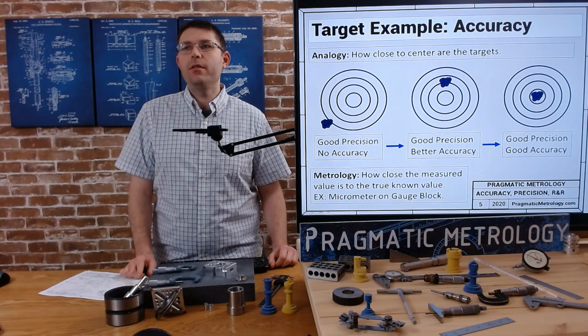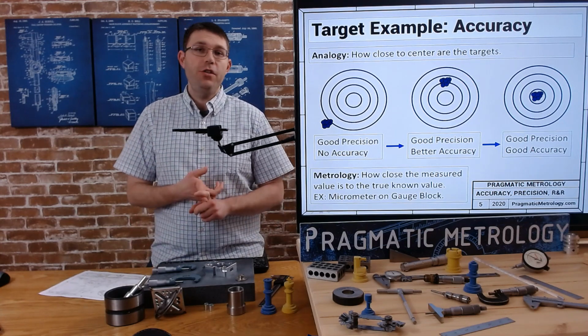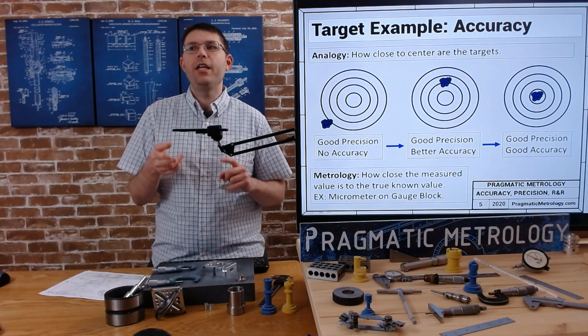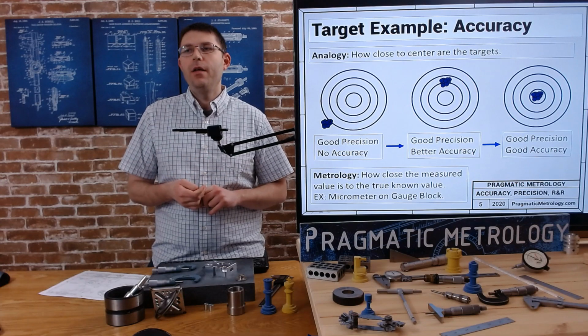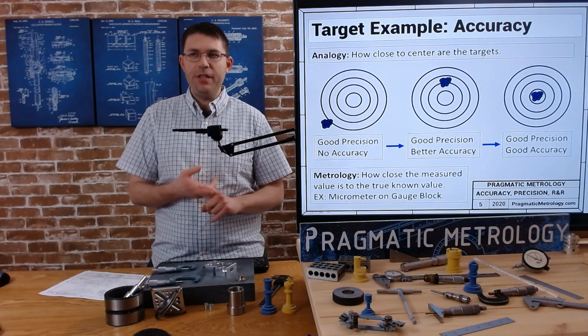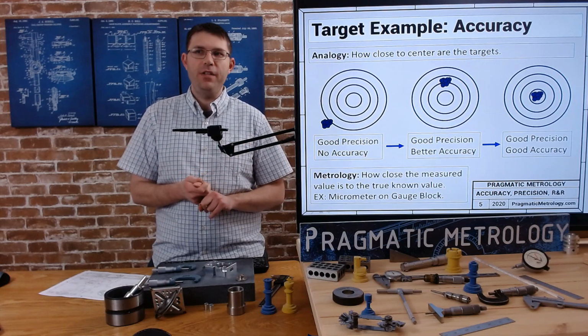The second, the picture in the middle, your precision has already been good, but your accuracy is getting better. You're improving your aim. You're getting closer to the bullseye. And the third target, showing good precision and good accuracy. Every single target is in the bullseye, exactly what we wanted in this example.